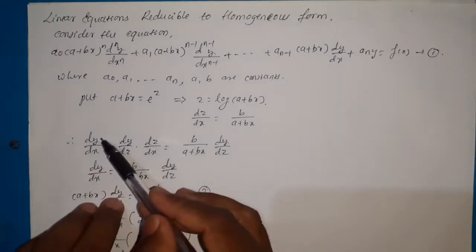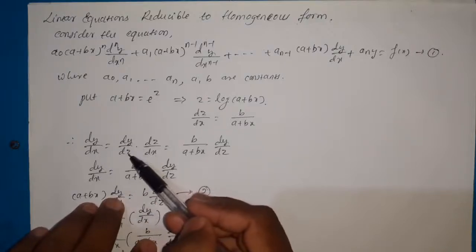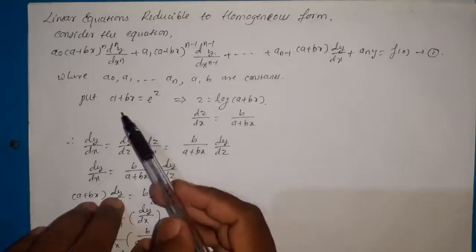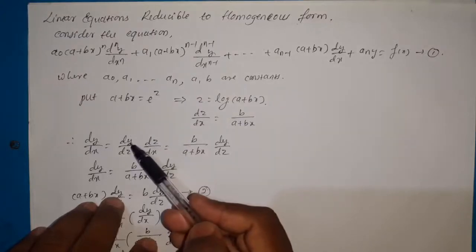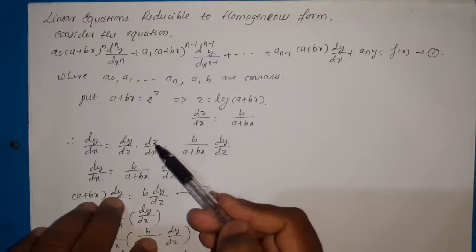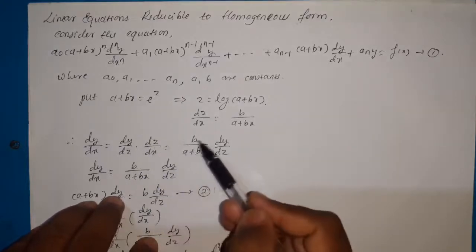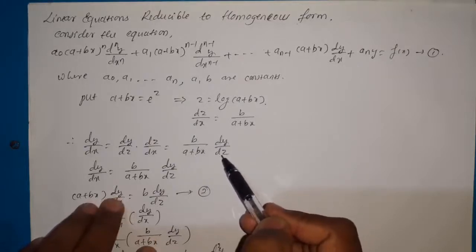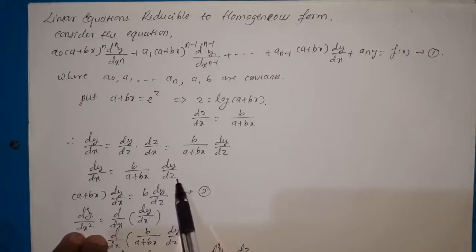Then dy by dx can be written as dy by dz into dz by dx, because we have expressed x in terms of z. So first we differentiate y with respect to z, then z with respect to x, and we know that dz by dx equal to b divided by a plus bx, into dy by dz. Therefore dy by dx equal to b divided by a plus bx into dy divided by dz.